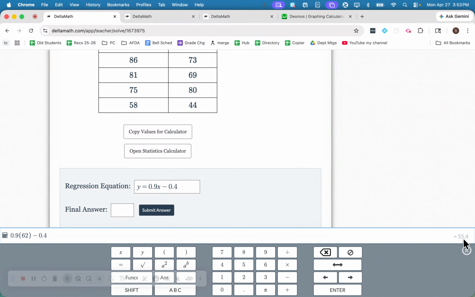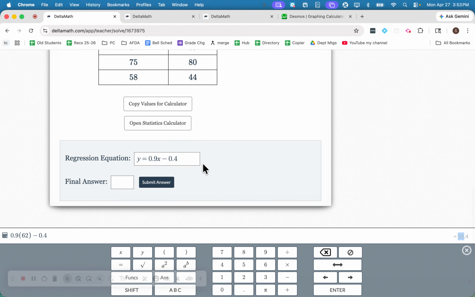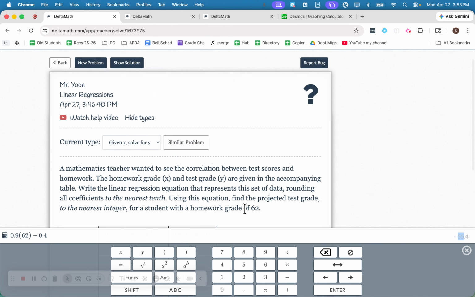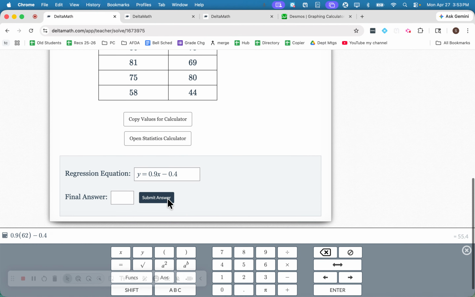55.4. And let's see, find the projected test grade. That's not a very good grade. To the nearest integer. An integer means cut off no decimals. That 0.4 doesn't move the next decimal over since it's less than 5. So I think we just go with a 55. Okay? Look, if you get 62 on your homework, probably not going to do very well on the test. You're projected to get a 55 on your test. And let's see if we did everything right.